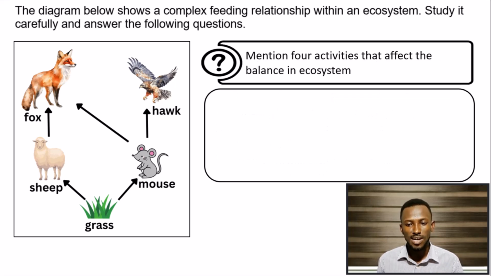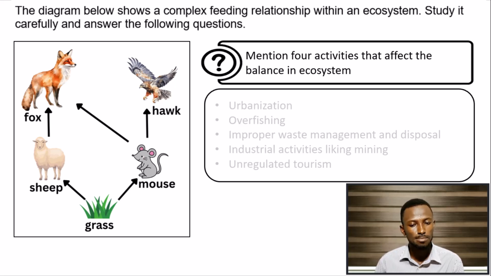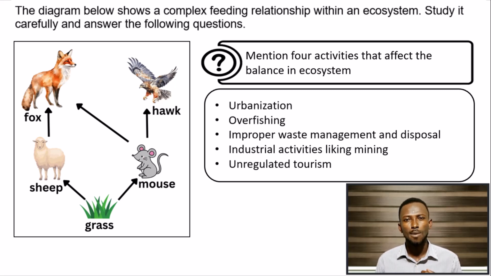Next, we have mentioned 4 activities that can affect the balance in ecosystem. So a balanced ecosystem is very, very important for the survival of living things, but there are certain activities that can affect the balance. What are they? We have urbanization. So now people try to, for the sake of human settlements, new homes, maybe roads, land for factories and companies. So because of this, or settlements, people now destroy the beautiful ecosystem that we have. So urbanization can actually affect the balance of an ecosystem.